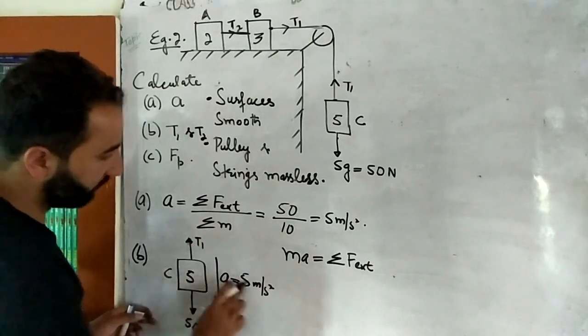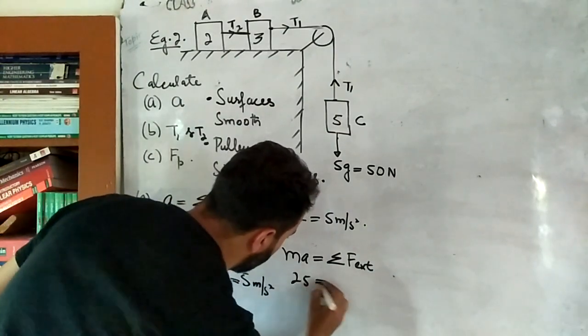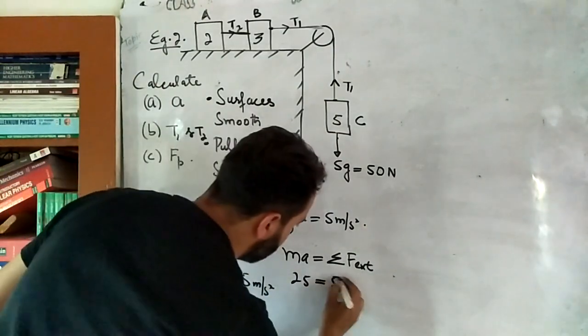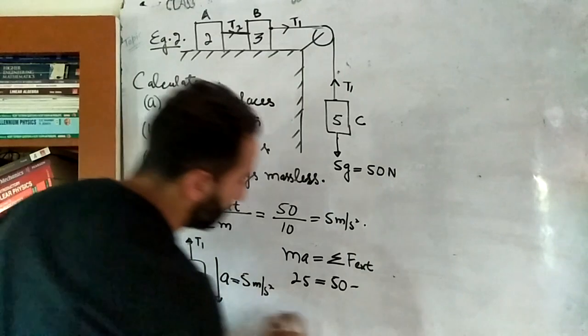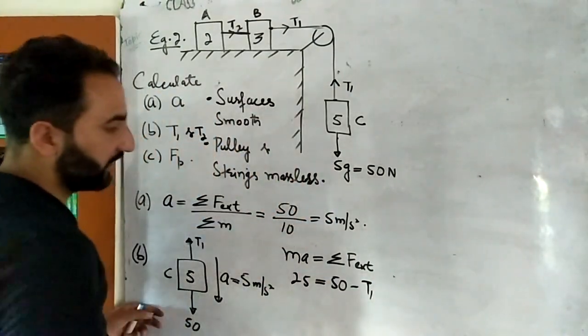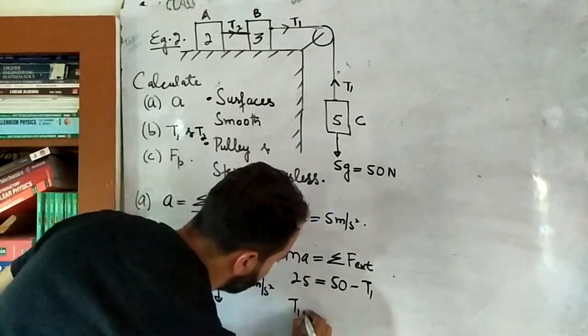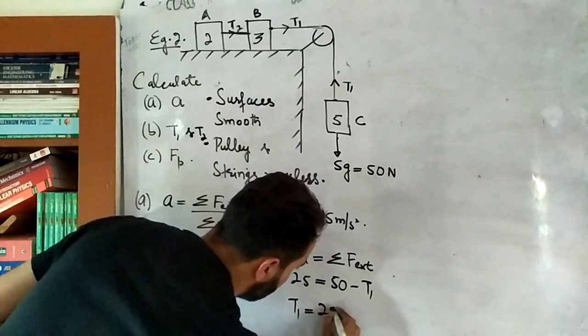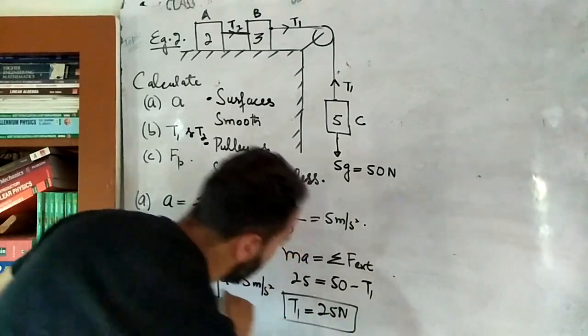So ma, that's equal to 5 5 is 25. So here I will write down 25. This I will take positive, so 50 minus negative, so that is T1. Okay, so from there I can calculate T1. T1 will be equal to 50 minus 25, that's 25 Newton. So we are done with the T1.